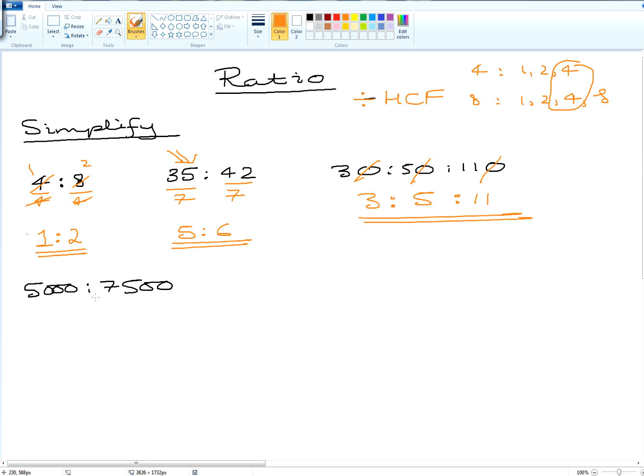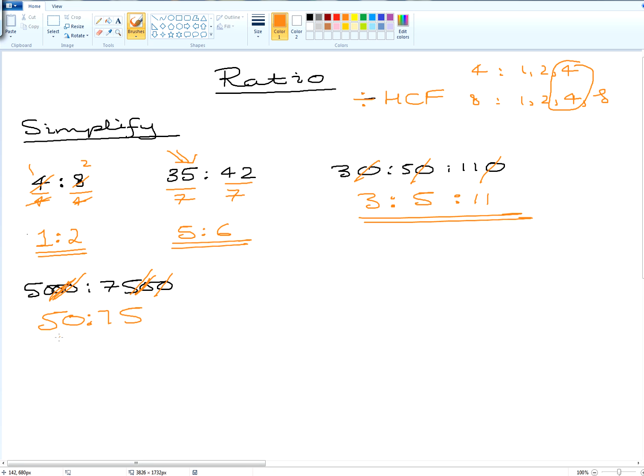What happens if you didn't spot the highest common factor? You can first of all start with divide this by 10, divide that by 10. Divide this by another 10, and divide that by 10. So what we're left with is 50 to 75. So that's if you didn't spot the highest common factor. You could do it that way as well.